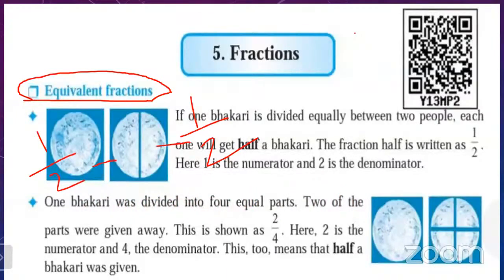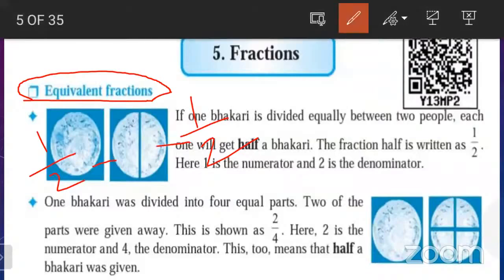Okay, so look at here now. When the bhakri is divided into the 2 parts, that time this is the half. But when it is divided into the 4 parts, at that time these 2 parts are the half of that one bhakri, isn't it? Which we write like 2/4. Okay, total parts are 4 here, and the 2 is what? It is numerator, and it is representing half of this bhakri, isn't it?